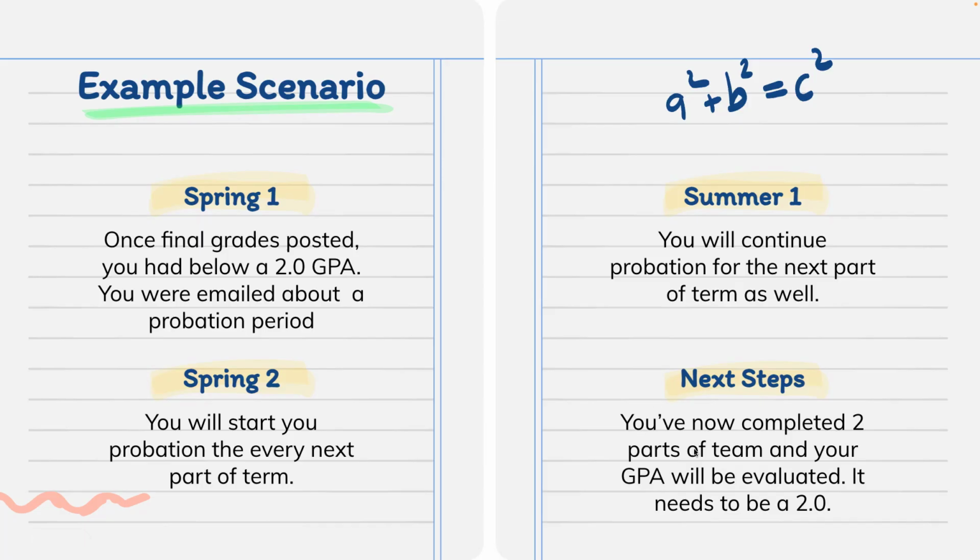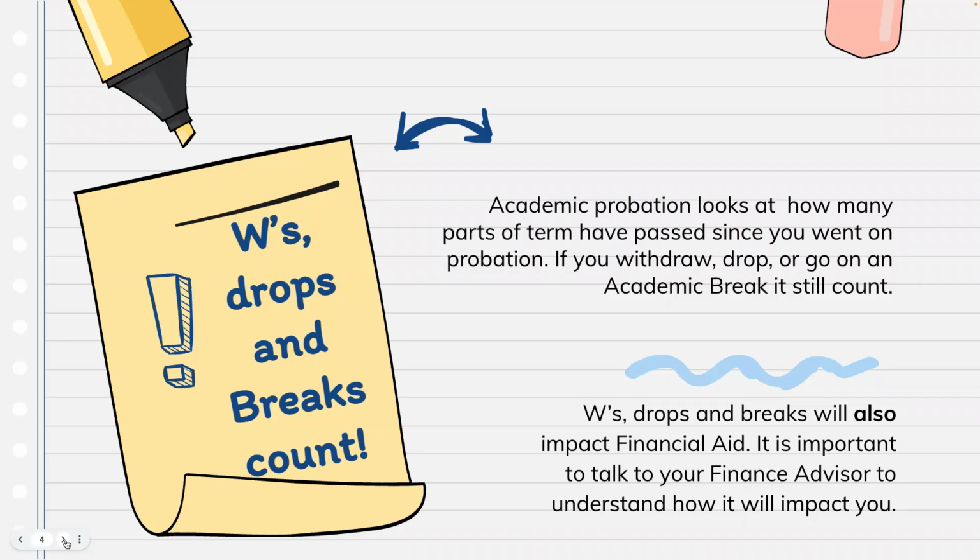And then once you're done with 2 parts of term, your GPA would be evaluated and it needs to be above a 2.0 at that time. Now, what's important to remember about the probation period is that W's, drops, and even academic breaks count. Okay, so they're going to look at the time period, the 2 parts of term. And W's, drops, and breaks, by the way, may also impact your financial aid. So it is important to talk to your financial advisor and keep them in the loop so that you know how to prepare on that end as well.